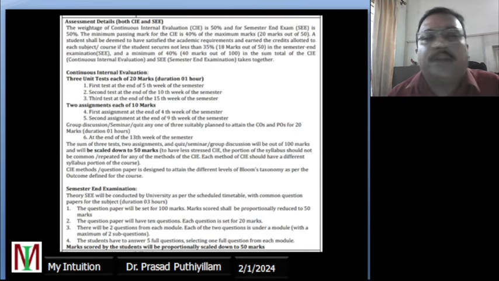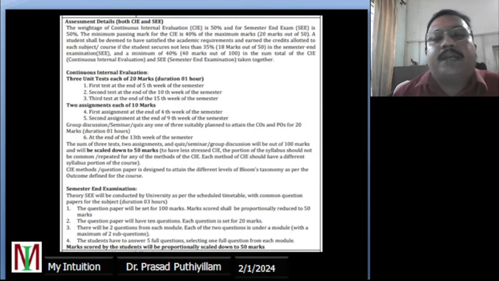Now the continuous internal evaluation, or CIE, and the semester end exams have 50% weightage for both. The continuous internal evaluation is two unit tests of 20 marks each, I think in the 21 scheme. So totally the internal mark is for 50, and the external exam is conducted for 100, which will then be reduced to 50.